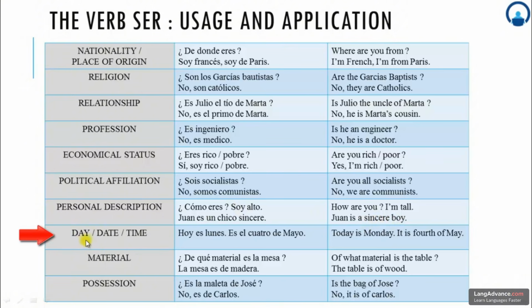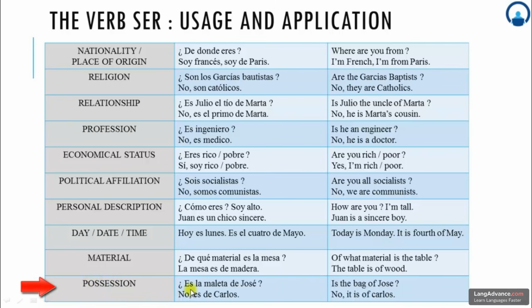If I'm using any day, date or time, then I have to use the verb ser. Hoy es lunes. Es el 4 de mayo. Today is Monday. It is 4th of May. Material. ¿De qué material es la mesa? Of what material is the table? La mesa es de madera. The table is of wood.